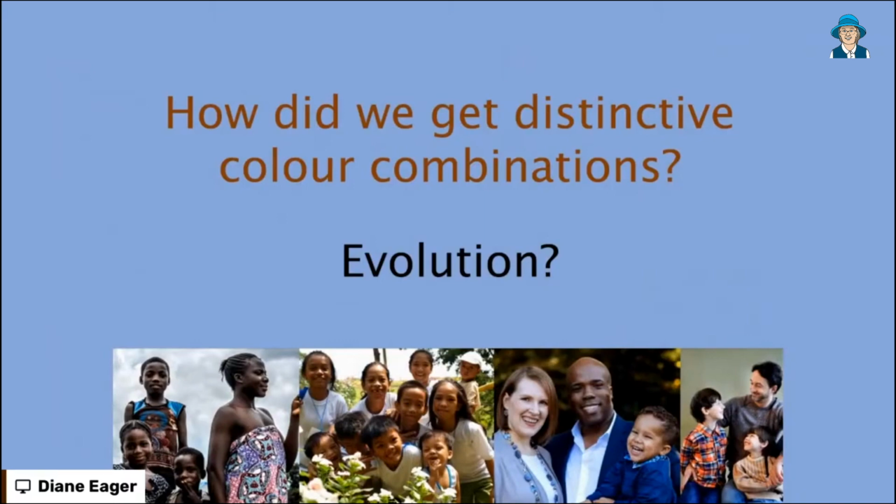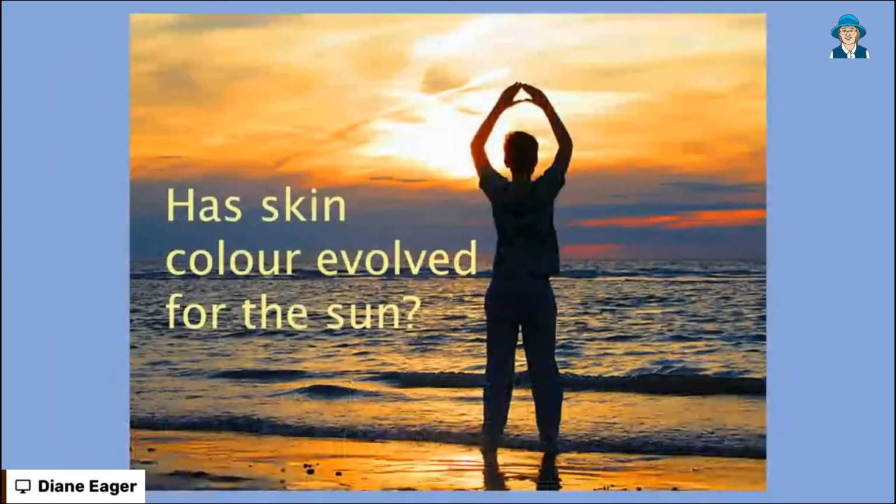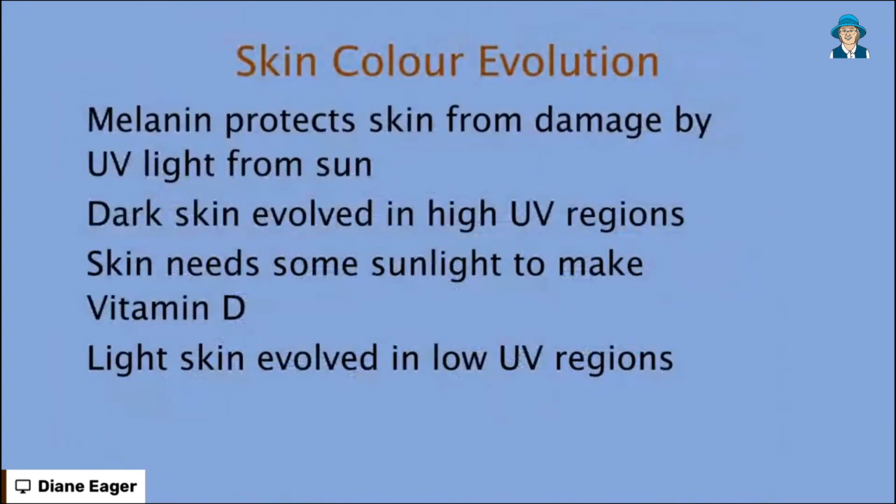Well, there is an evolutionary story, and you've probably heard this. Skin color evolved because of our relationship to the sun. This is the standard story. Melanin protects the skin from damage by ultraviolet light from the sun. So people with dark skin evolved where there was a lot of ultraviolet light because they needed that extra protection.